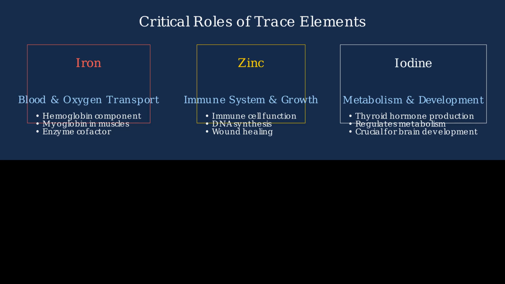Iron deficiency leads to anemia, as hemoglobin cannot effectively transport oxygen. Zinc is essential for DNA synthesis, immune function, and wound healing. Iodine deficiency can cause goiter and impair metabolism. Copper helps form red blood cells and supports nervous system function. Without these trace elements, vital biological processes would fail, despite their tiny quantities in the body.